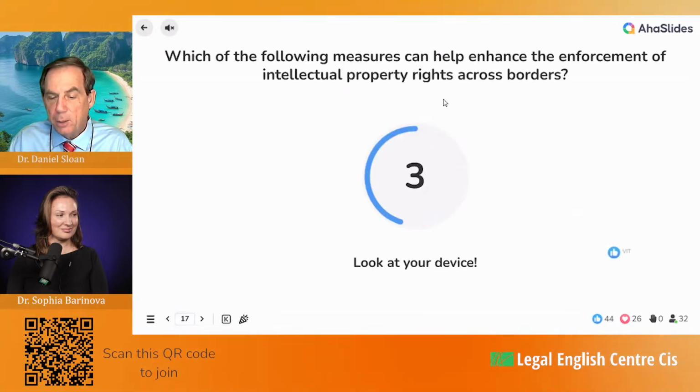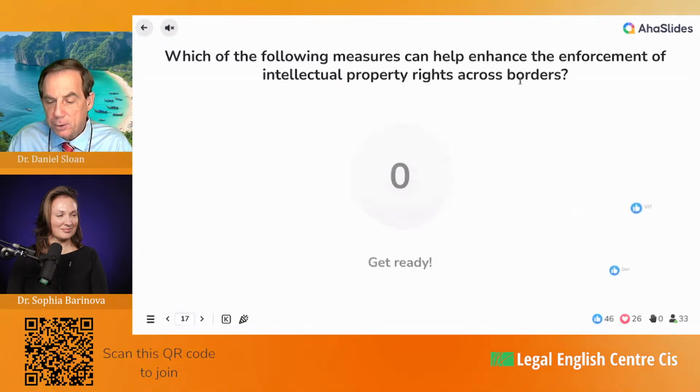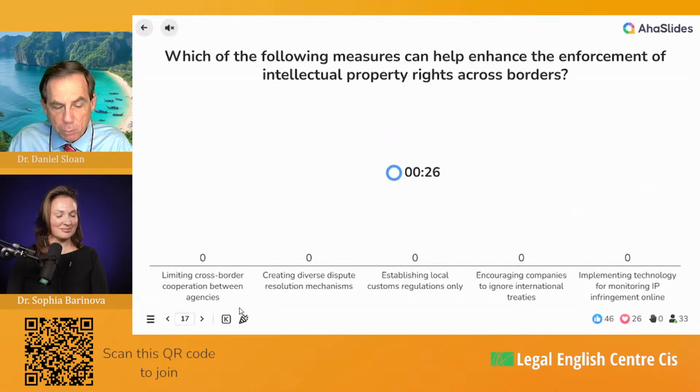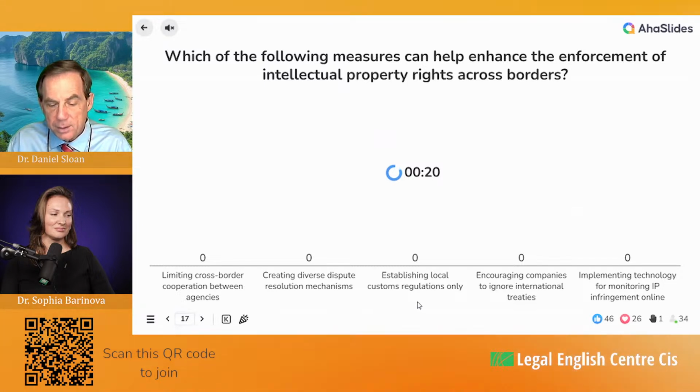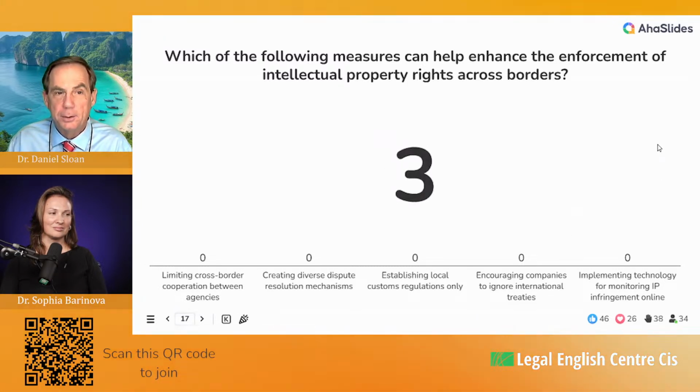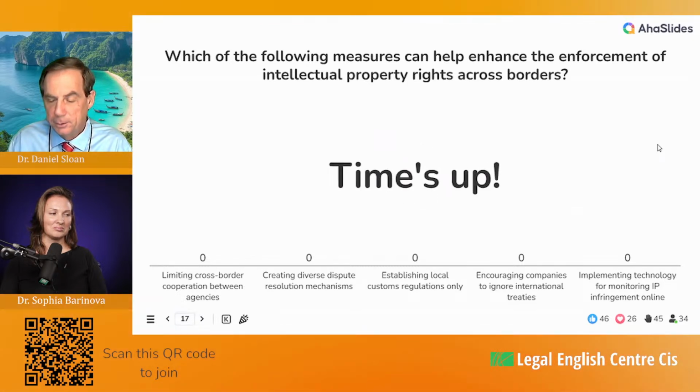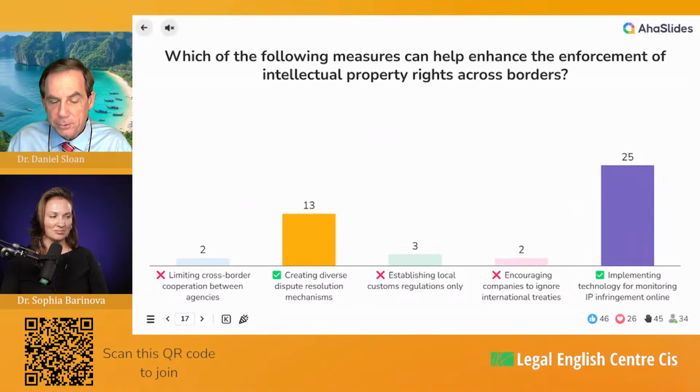Which of the following measures can help enhance the enforcement of intellectual property rights across borders? Limiting cross-border cooperation between agencies, creating diverse dispute resolution mechanisms, establishing local customs regulations only, encouraging companies to ignore international treaties, or implementing technology for monitoring IP infringement online. And remember, it could be one or more. Okay, we have two. Creating diverse dispute resolution mechanisms, very good, and implementing technology for monitoring IP infringement online.